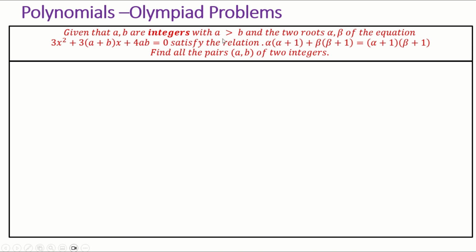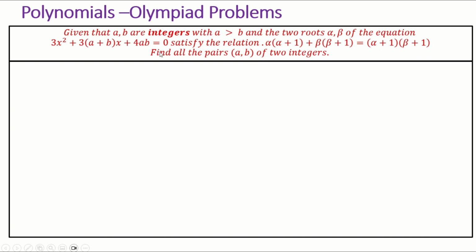Given that a, b are integers with a greater than b, and two roots alpha, beta of the equation 3x square plus 3(a plus b)x plus 4ab equal to 0, satisfying the relation alpha(alpha plus 1) plus beta(beta plus 1) equal to (alpha plus 1)(beta plus 1). Find all the pairs (a, b) of two integers.